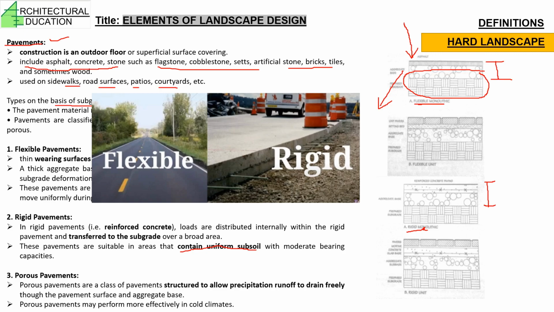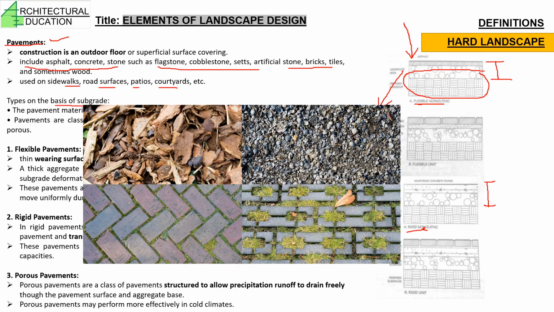Last one is porous pavement. In porous pavement, you have a structure that allows precipitation runoff to drain freely through the pavement, that is interlocking tiles, where the water can actually percolate into the earth surface.